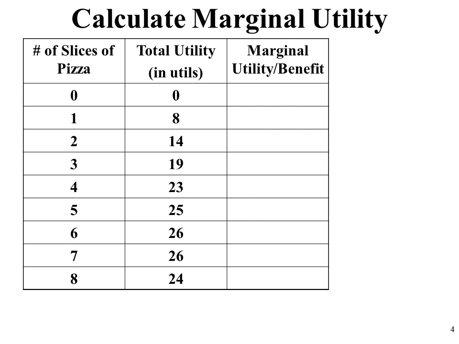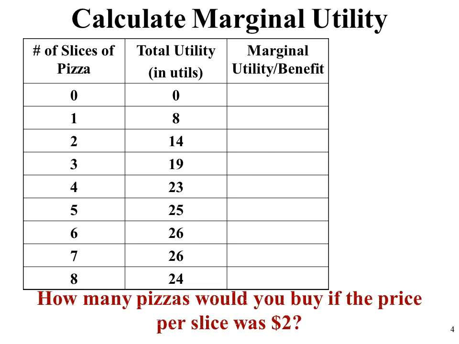Okay, so how do we calculate marginal utility? Over here we have slices of pizza in the first column. In the second column we have total utility, and then we have marginal utility or benefit. We figure that out by taking the difference between total utility from 0 to total utility from 1, which is 8, and then total utility from 1 to 2, which is going between 8 and 14, so that would be 6. Go ahead and fill the rest of that chart out there.